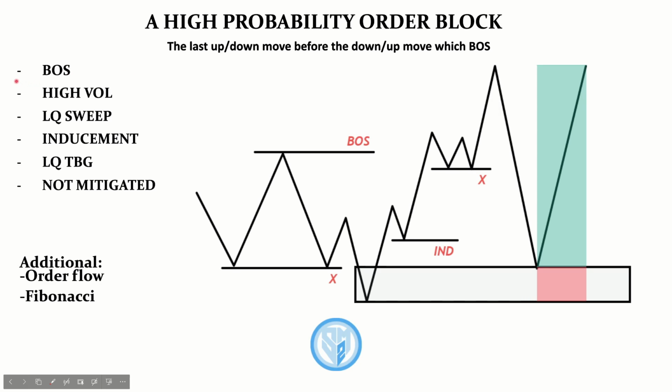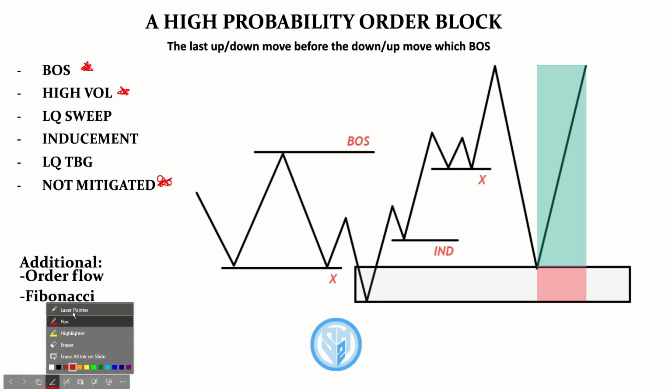Number one is our order blocks have to have broken structure, right? This is one of the essential rules to have a valid order block. The rules which are highlighted in red are the essential rules, right?